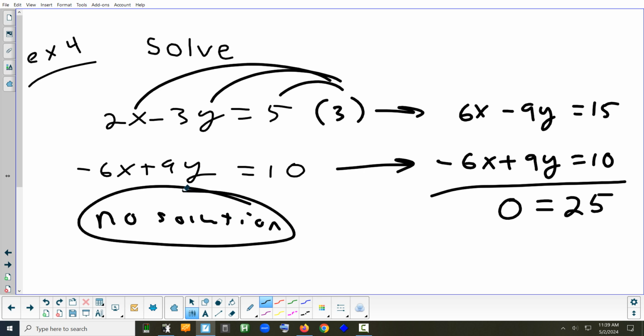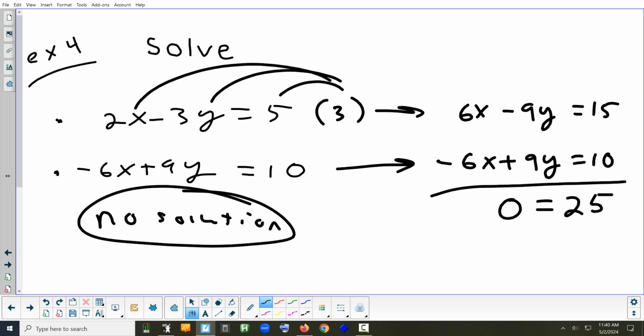So the way you can tell if it's going to be a special case, no solution or infinite solution: you go to solve the problem, and all the letters cancel out. When all the letters cancel out, at that point the math is done. You need to look at the statement that you have. If you end up with a true statement, that would be infinite solutions. If you end up with a false statement, that would be no solution.